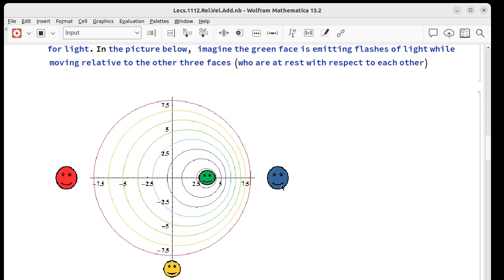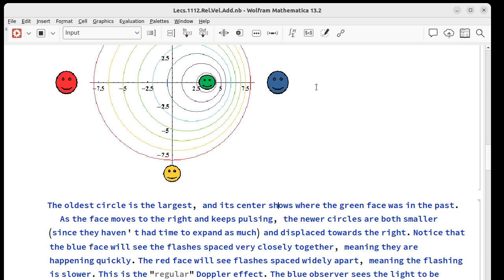The face on the far right, the blue face, is going to see a lot of these waves all at once. It'll measure a higher frequency for the light than the green guy who emitted the light. The red face over here on the left will see these waves much more spread out, so it's fewer of them per second hitting the red guy. He'll say the frequency is lower. So this is what we would call the regular Doppler effect. This is called blue shift when you receive a higher frequency than was sent, and it's called red shift when you receive a lower frequency than was sent.